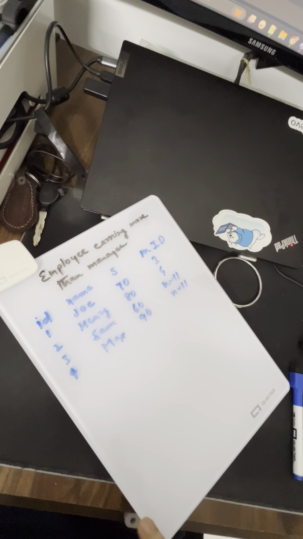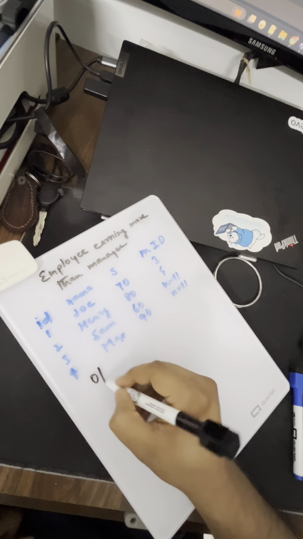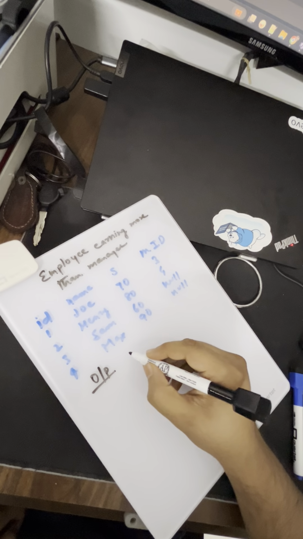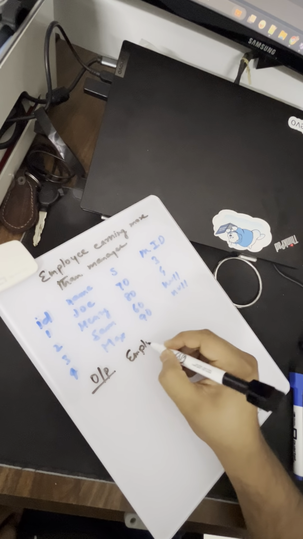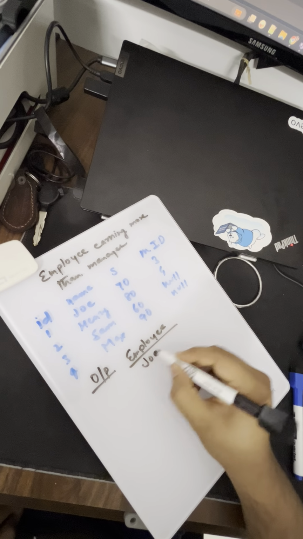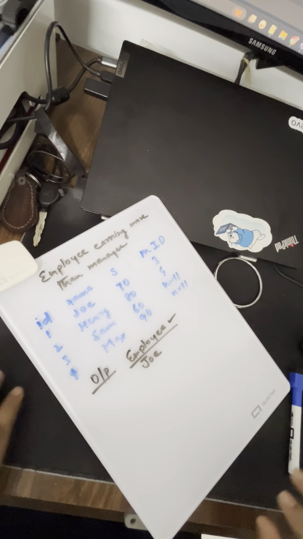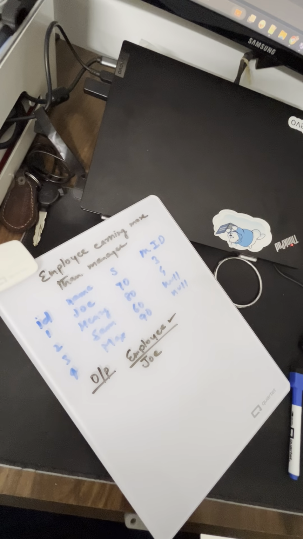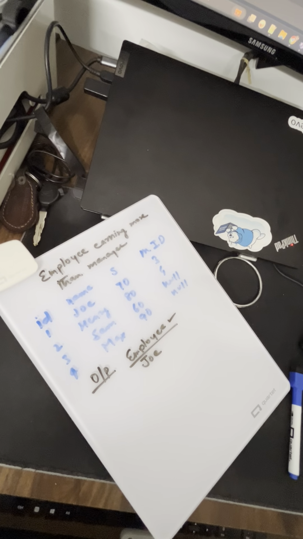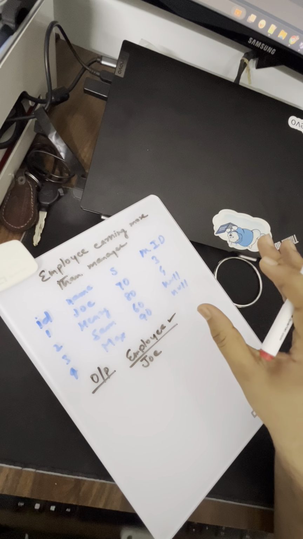There can be different approaches to solving this. The expected output should be employee, and the name of that employee, Joe. So this would be your column and this would be the value. What I was thinking to solve this problem is to do an inner join on this table.